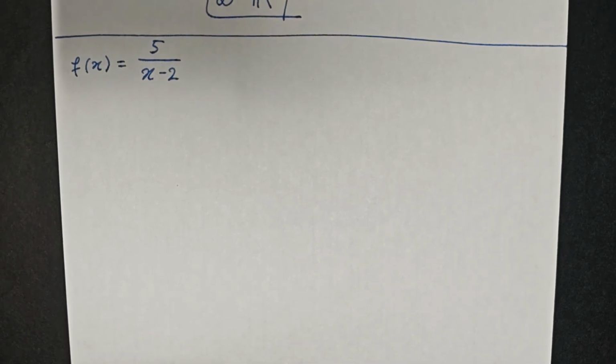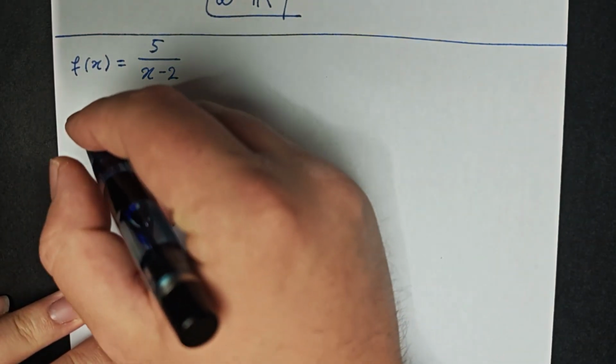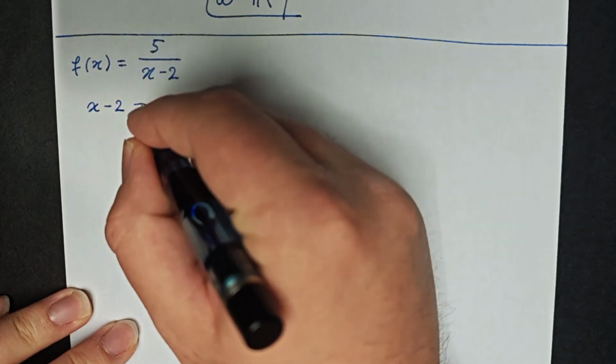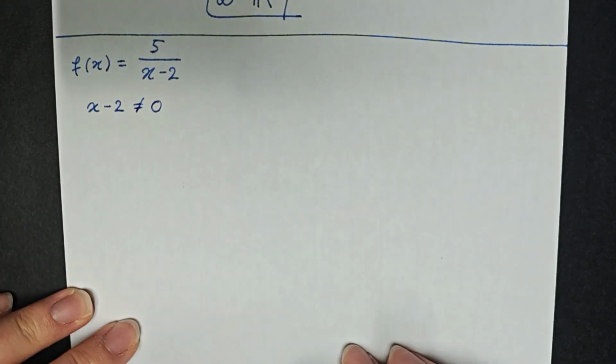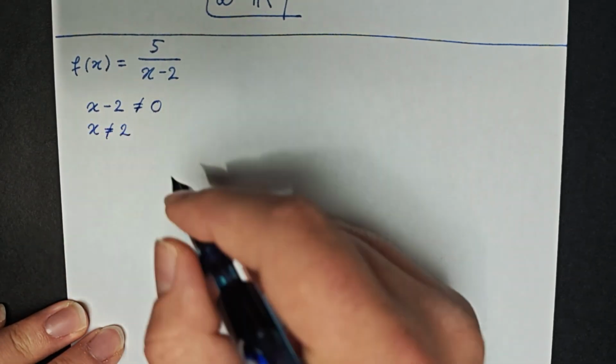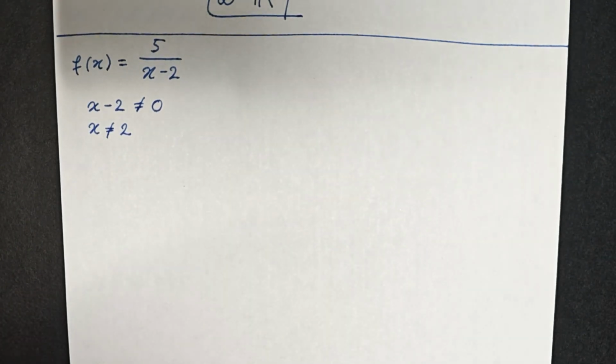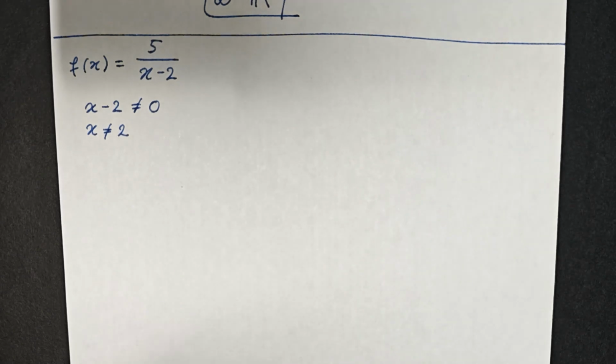In this case we have a fraction, and as you know, division by 0 is not allowed. That means that the denominator of a fraction has to be different from 0. The denominator of this fraction is x minus 2, and that has to be different than 0. This means that x has to be different than 2. As you can see, x can be anything except the number 2, as that is going to produce 0 in the denominator, and we are not allowed to divide by 0.